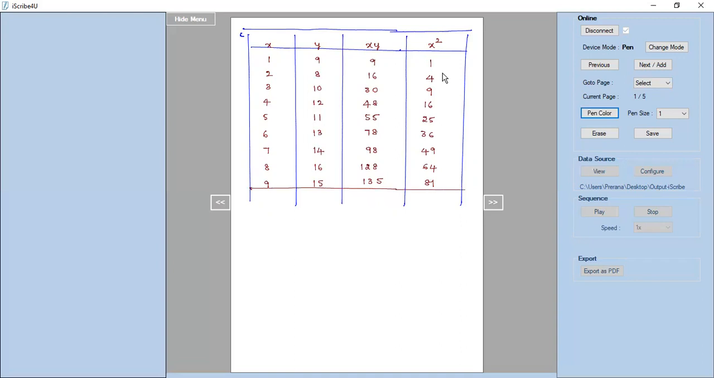Now we need to sum up these values. Summing up, we will write their sums at the bottom. So summation x is equal to 45. Summation y is equal to 108. Summation x into y is equal to 597. And summation x square is 285. You can use a calculator and calculate all these values respectively.